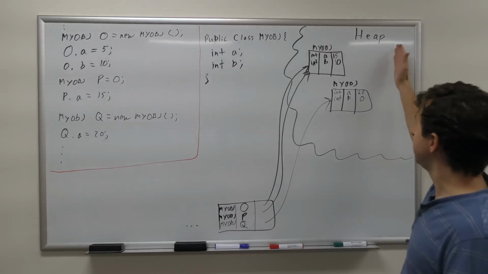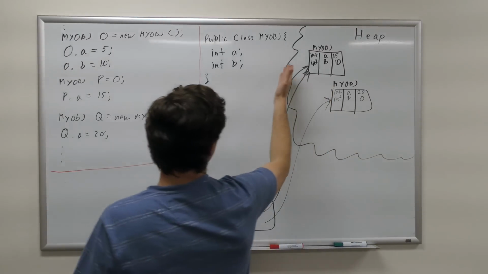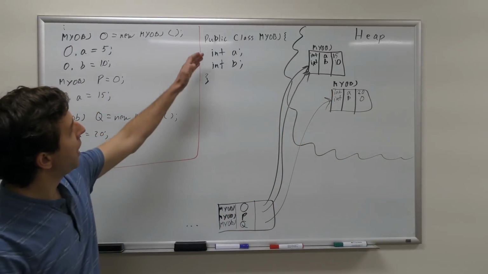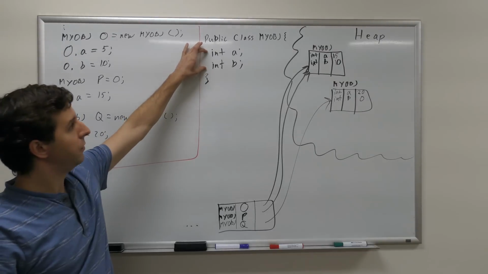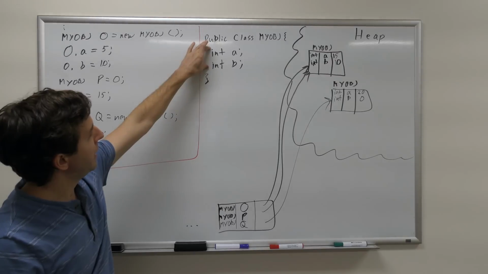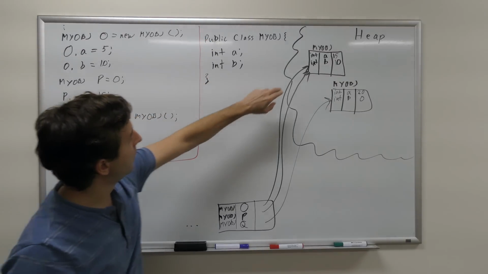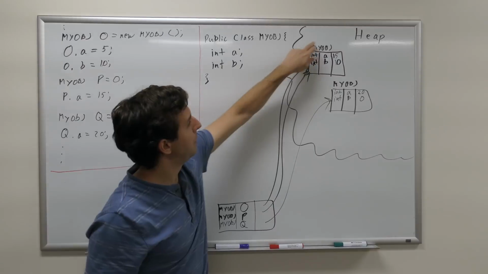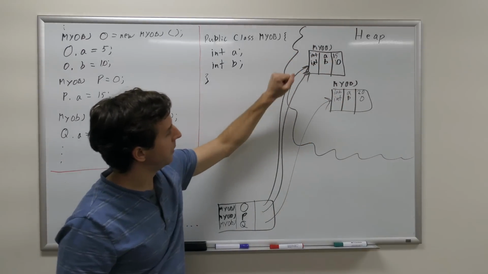So as you can see, within the heap, each object instance has its own copy of its instance variables. If there were methods in this class, and you called the method on this object, this is the only one that we modified. They're disconnected from each other.